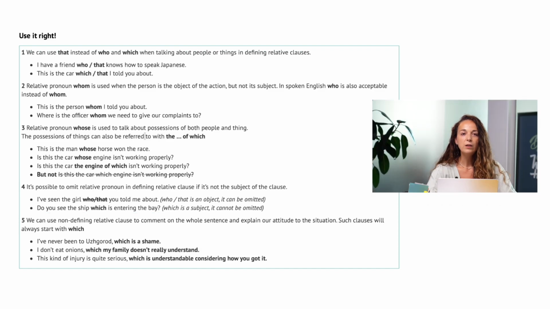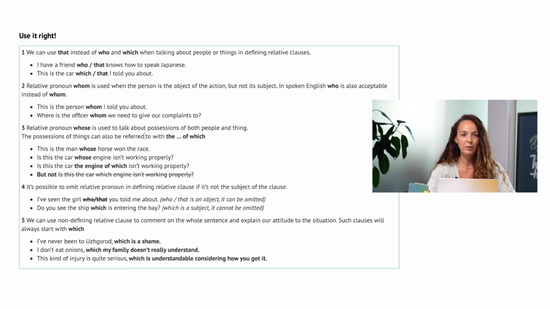5. Non-defining relative clauses can comment on the whole sentence. In this case, they usually tell us what the speaker thinks of the situation or express their feelings towards it. In order to do it, put a comma after a sentence you'd like to comment on and start with which. For example, I've never been to Uzhgorod, which is a shame. Really cool grammar, isn't it?